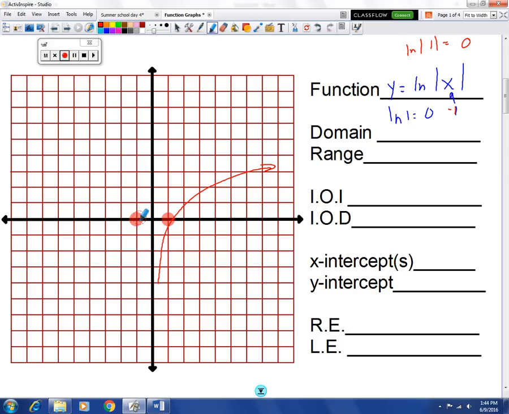So what the graph will look like is just a reflection like that. That's what that absolute value does.